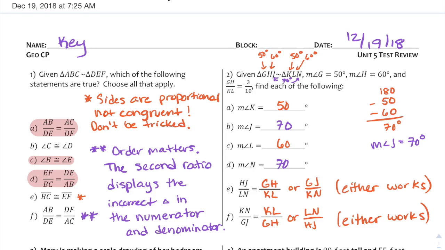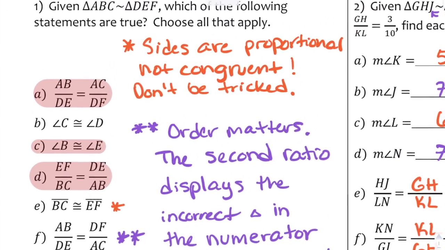Okay, so let's go through this as quickly as possible. Given that triangle ABC is similar to triangle DEF, which of the following statements are true? Choose all that apply. What we know is that all angles are congruent and all sides are proportional. Do not confuse yourself. Sides cannot be congruent. So for instance, E right here, BC is congruent to EF. They go in the same order, that's great, but they can't be congruent. They're only proportional sides. So E can't be one of the solutions.